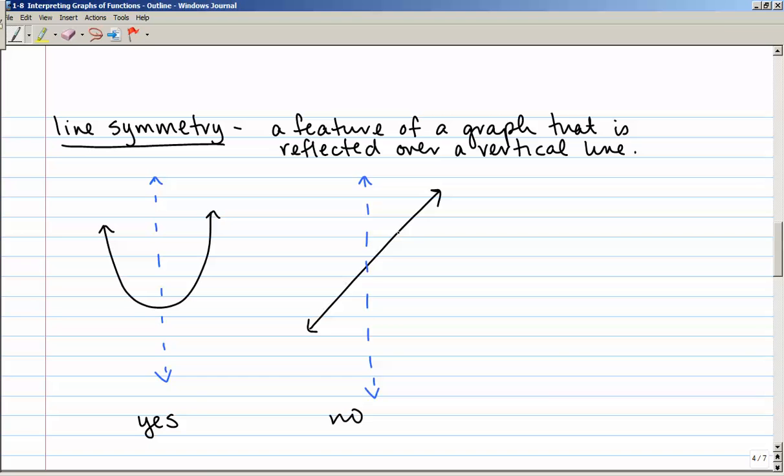Here my black line, if I were to fold it on the blue dashed line, it would not be on top of it. This part would not be exactly on top of that. So this has no line symmetry.